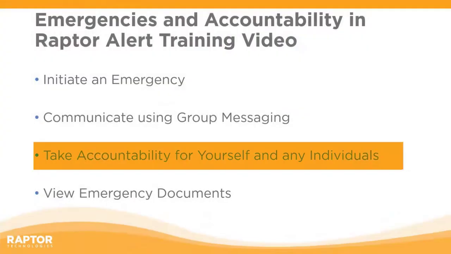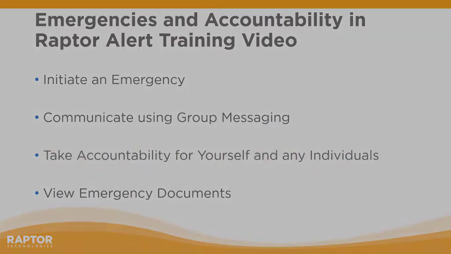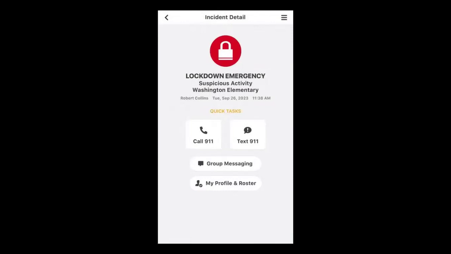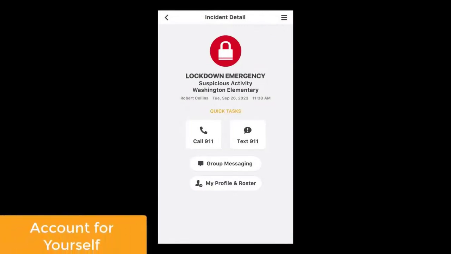Now let's talk about how to take accountability for yourself and others using the mobile app during an emergency. From the incident details screen, you can click the menu button where you'll see several options, including incident detail, my profile and roster, reunification, directory, and documents. Clicking My Profile and Roster should always be the first step to account for individuals.